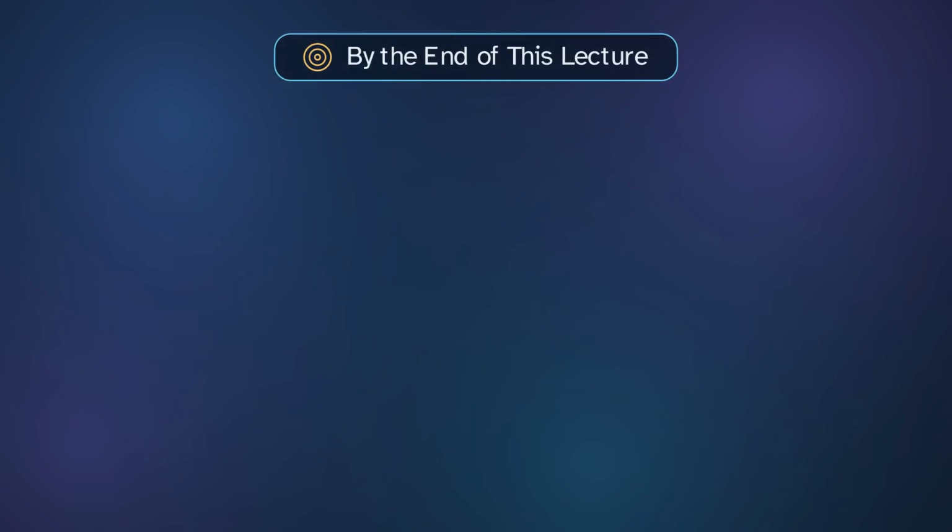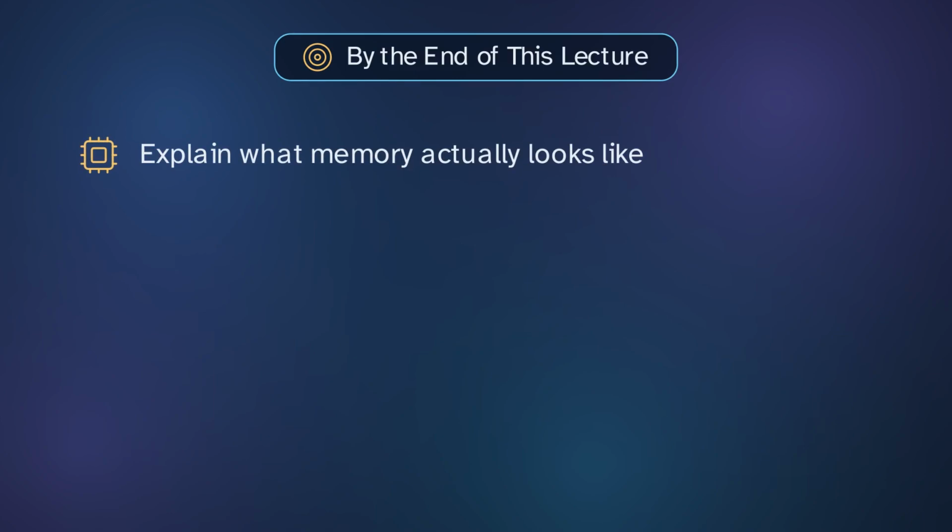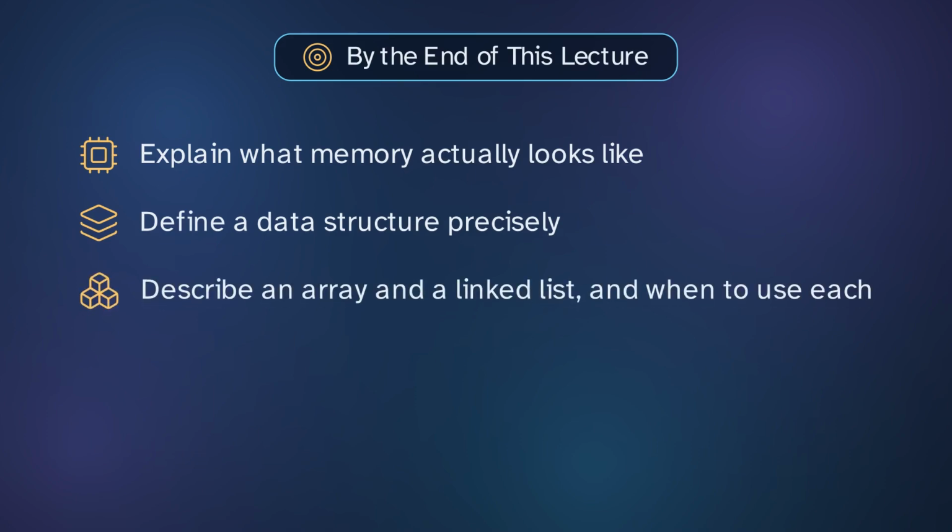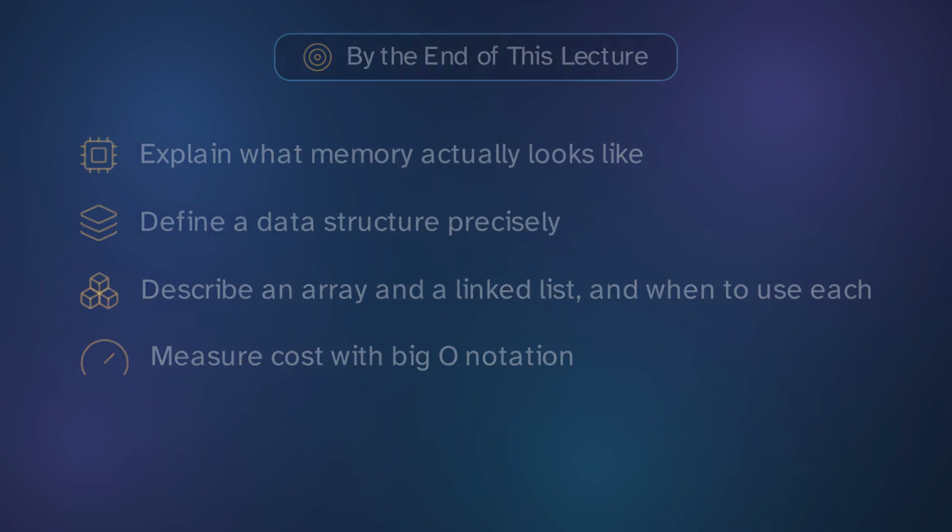By the end of this lecture, you will be able to do 4 things. First, explain what memory actually looks like. Second, explain what a data structure is precisely. Third, describe an array and a linked list and say when to use each. Fourth, measure the cost of an operation using big O notation. Nothing in this lecture requires you to memorize anything. Let's begin. Let us start with the smallest possible question.